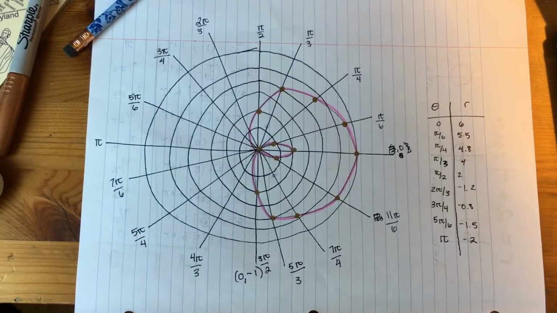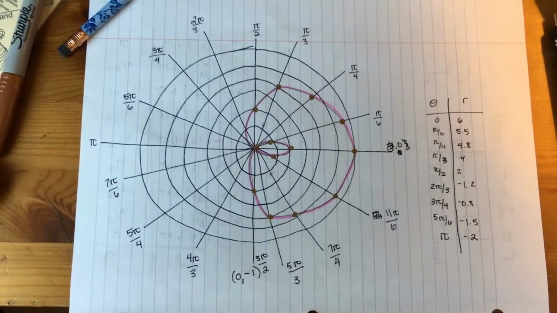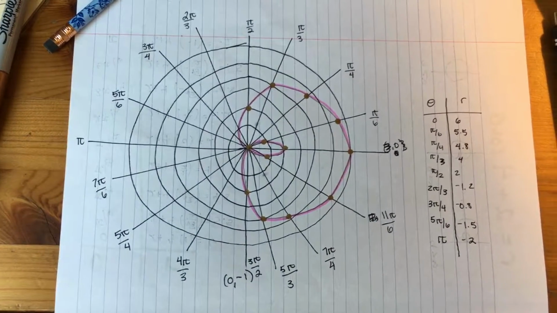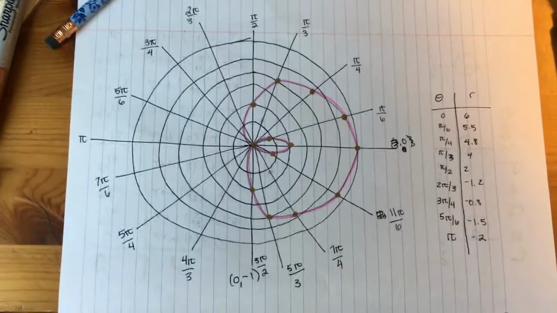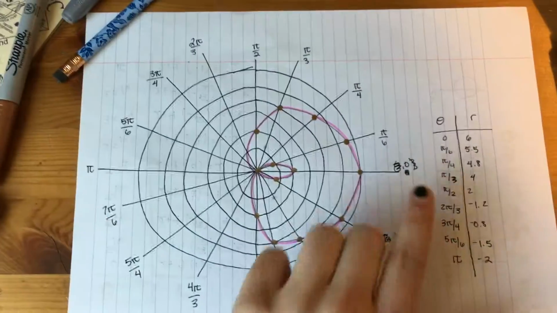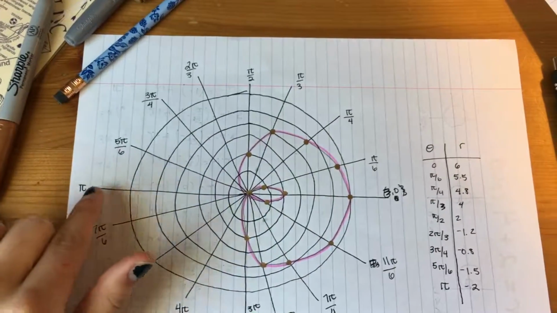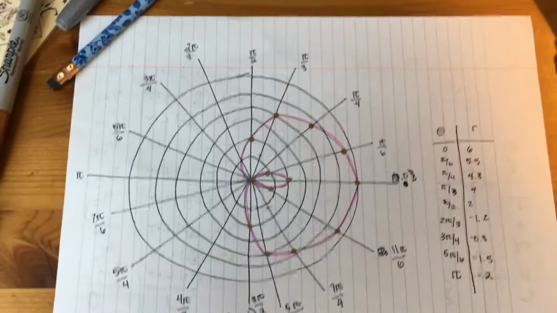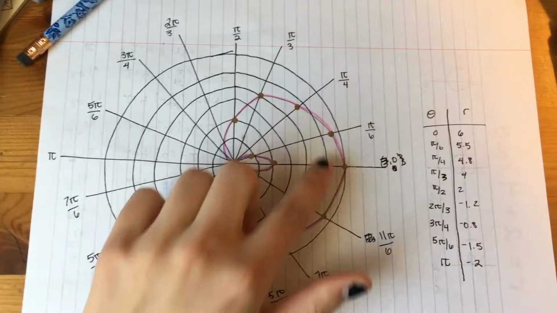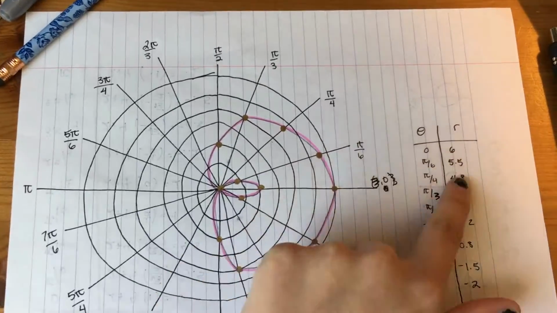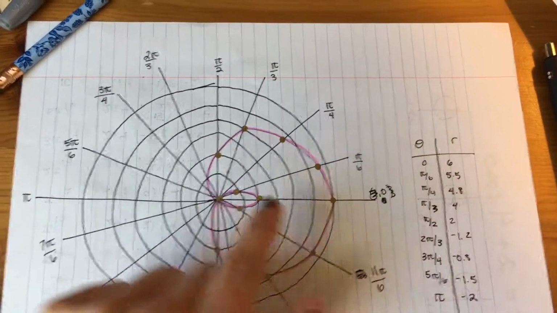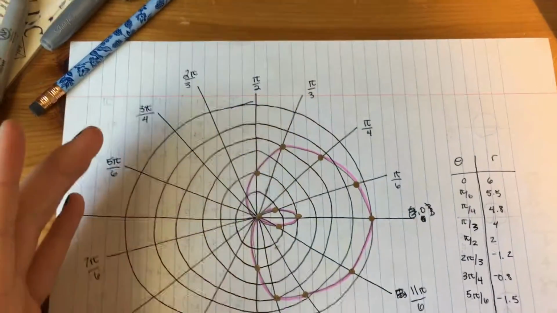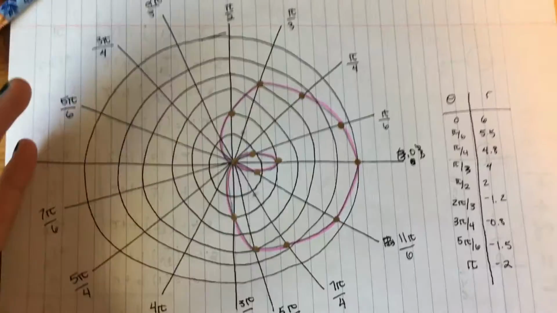Alright, so this is the final product for the polar graph that we graphed, r equals 2 plus 4 cosine of theta. Basically, what I just did is I plugged in these points, like for 0 here, I plugged in 6 along the 0 line, and so on for pi over 6, I plugged in 5.5, and this is not exact. As you can see, my circles are very messed up.